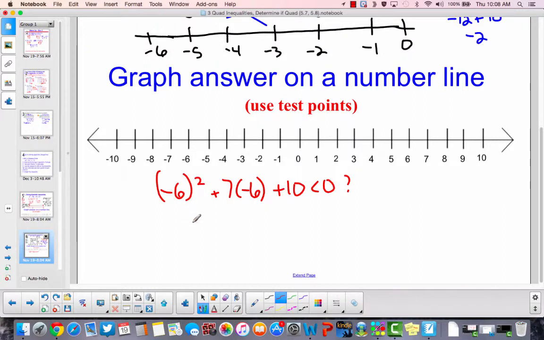Negative 6 squared is 36. 7 times a negative 6 is a minus 42 plus 10. 36 minus 42 is a negative 6. Negative 6 plus 10 is a positive 4. Is 4 less than 0? No.